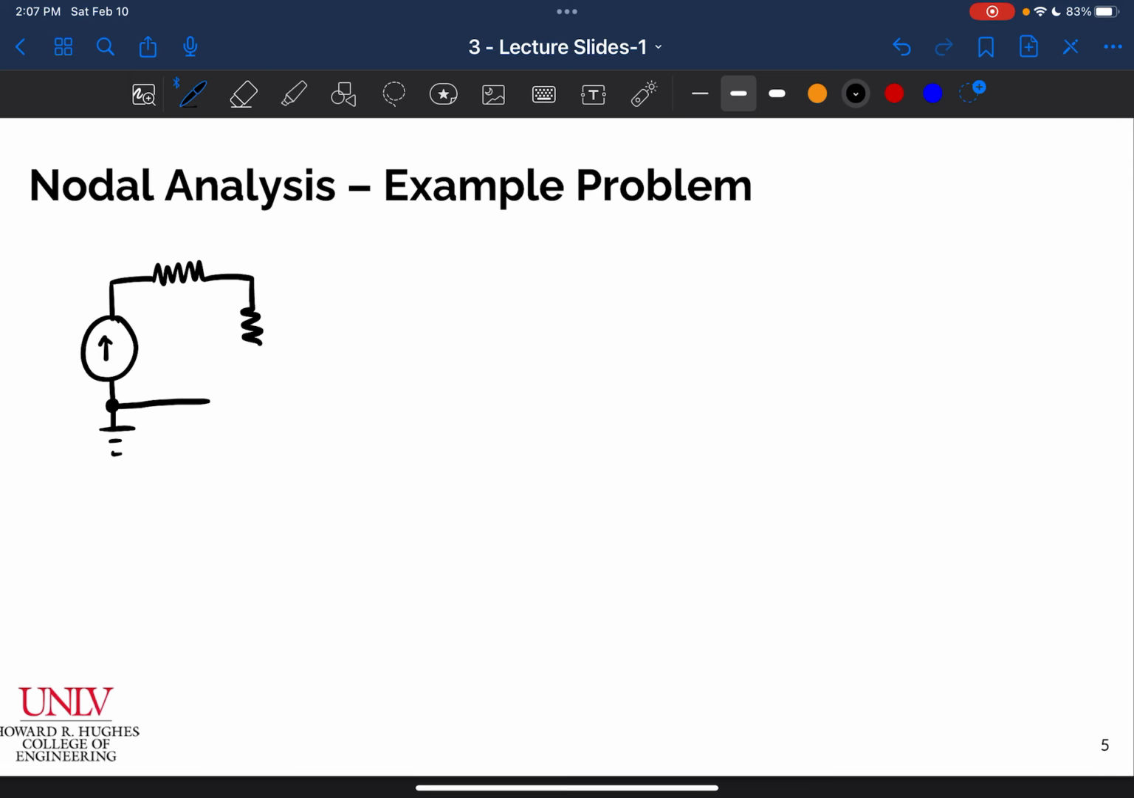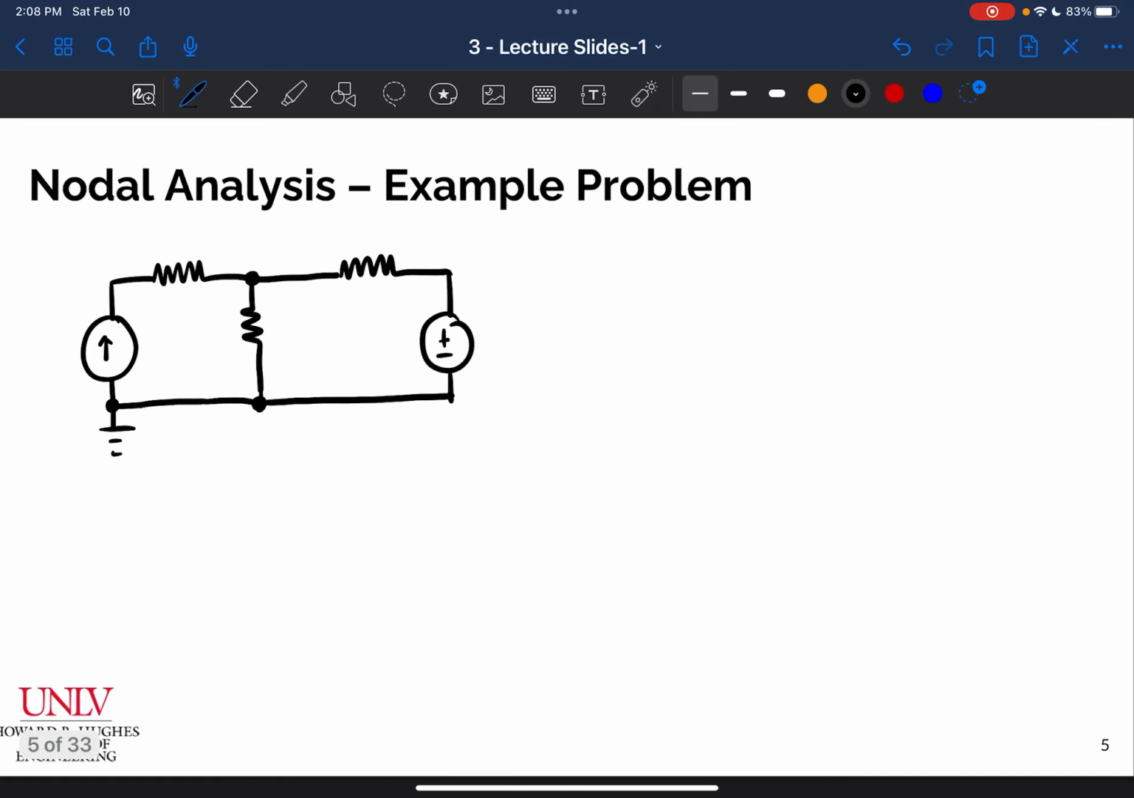Go ahead and put a resistor here. And then I'll put a resistor here with a voltage source right there. All right, and so I can use nodal analysis to solve this example problem, okay? So let's label the nodes that we have, I'll write some names for these nodes.